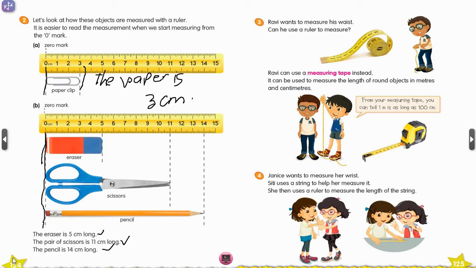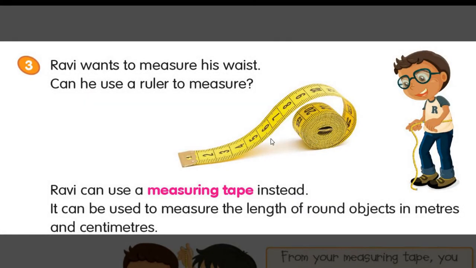It's not flexible. Why? Because your waist has some curve, right? You need to go around to measure the whole waist. Your ruler, it's not that flexible. So we have to find another tool to measure your waist. That tool, it's called measuring tape. This is how measuring tape looks like. Something like this. Now you can go ahead and ask your mom if she has something like this.